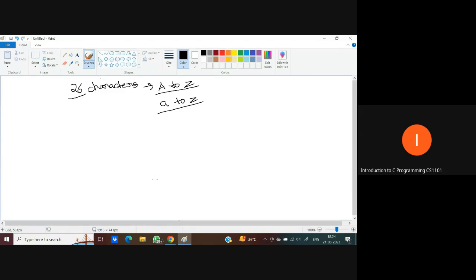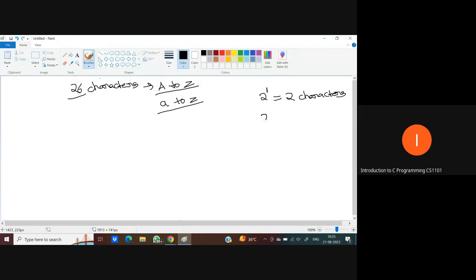Any idea? How would you solve such kind of questions? There you have to remember the powers of 2. For example, if you just have one bit, how many characters can you encode? If you just have one bit available, you can encode 2 power 1 characters. So 2 power 1 means what? It is going to be 2. That means you can encode 2 characters if you have 1 bit available.